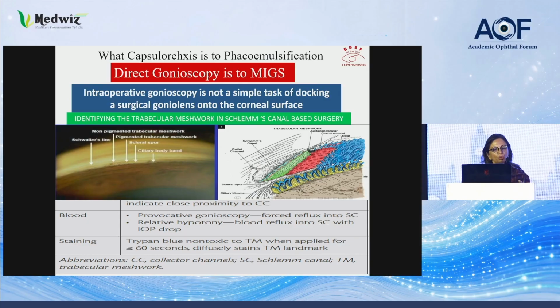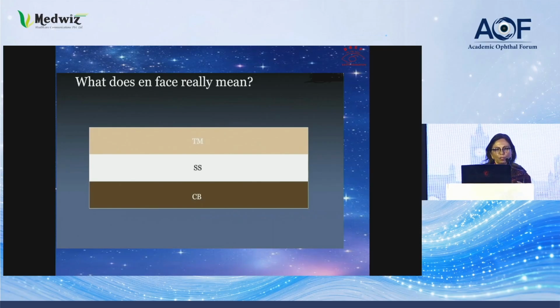And the easiest way to do it is a provocative gonioscopy, where a forced reflux into the Schlemm's canal causes relative hypotony and blood reflux into the Schlemm's canal with IOP drop. And then you can again stain it with trypan blue, and that helps you to find the trabecular meshwork.